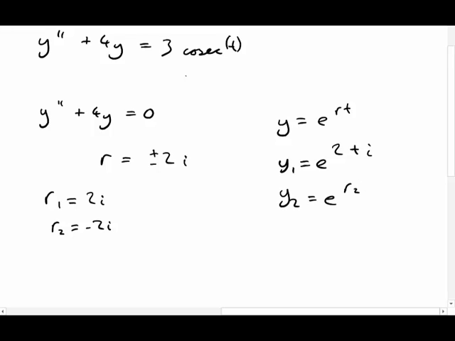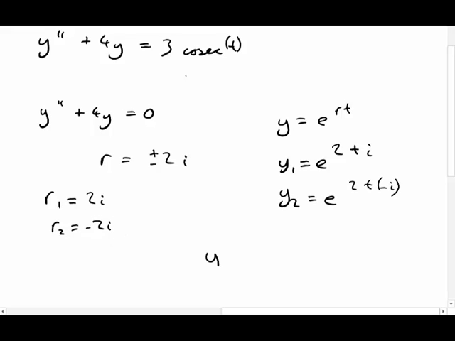So what's r2? It's going to be minus 2i, so I'm going to write it as e to the minus 2t times i. I'm just going to be a little bit naughty and rewrite it like that. I'm not naughty because it's absolutely fine writing it like that, but I'm going to write it this way because it will make it clearer for you guys later on.